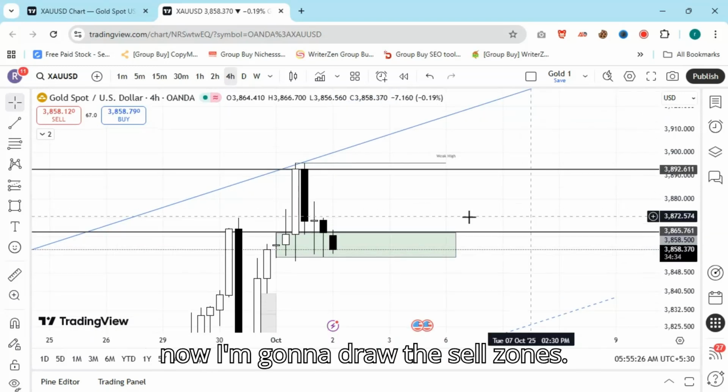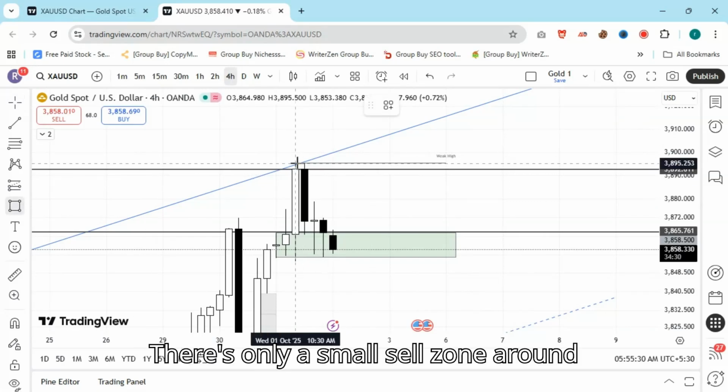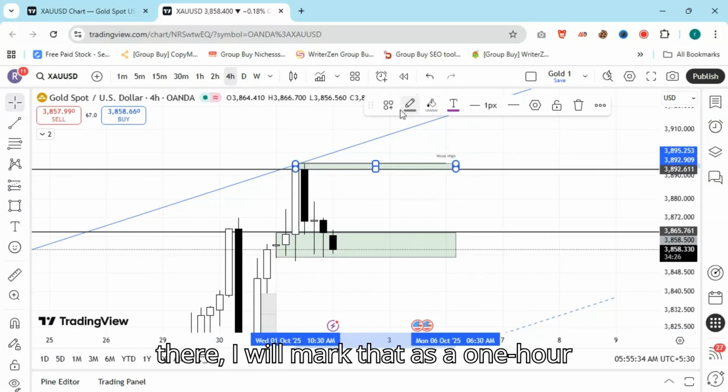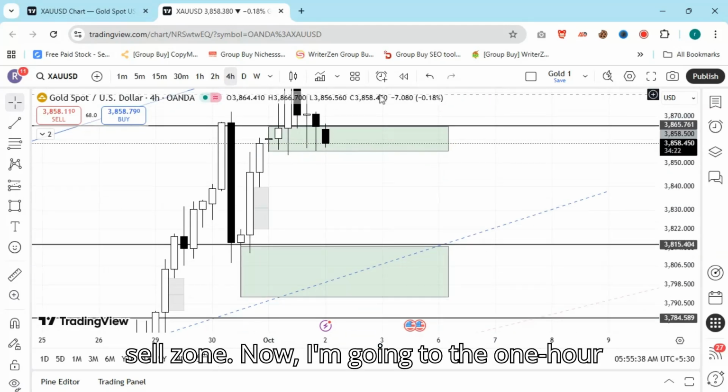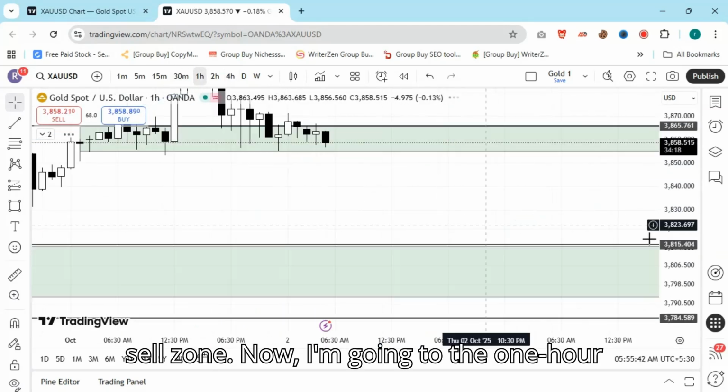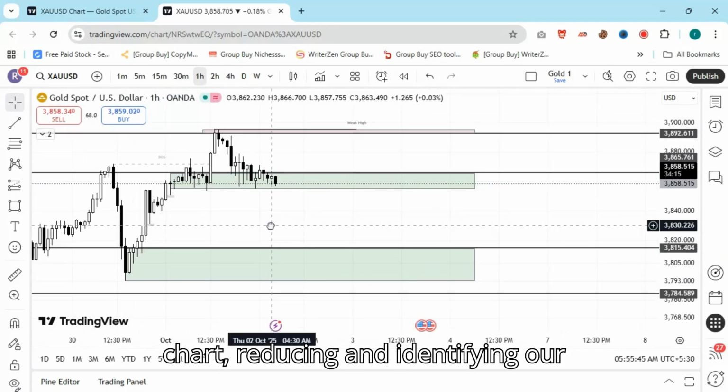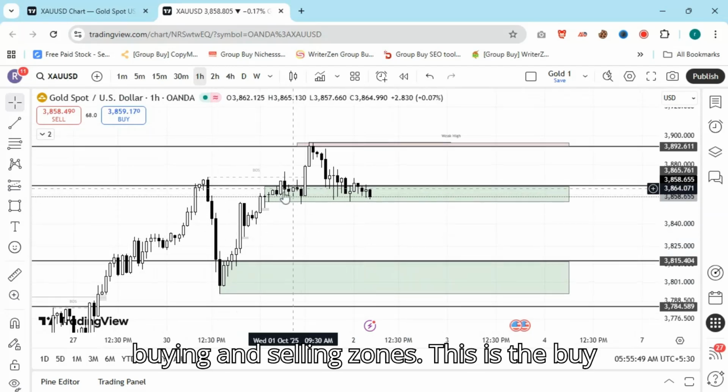Okay, now I'm going to draw the sell zones. There's only a small sell zone around there. I will mark that as a 1-hour sell zone. Now, I'm going to the 1-hour chart, reducing and identifying our buying and selling zones.